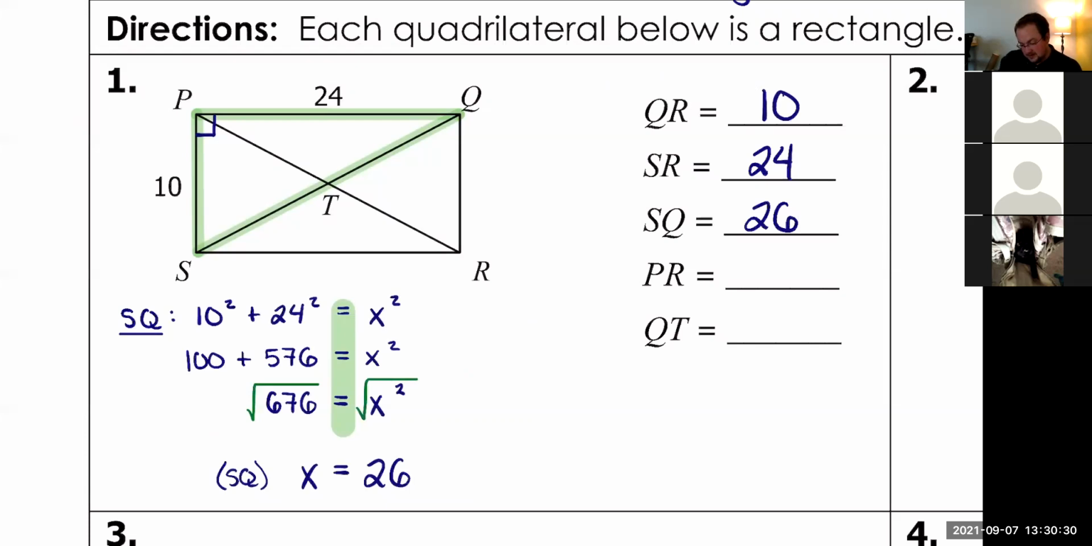That's nice. What's PR then? The other diagonal. The same. It is the same because in a rectangle, not only do the diagonals bisect each other, they are congruent. So it is also 26. And then QT, which is only half of SQ, it would be 13, because since it's a special form of a parallelogram, that diagonal is being bisected.